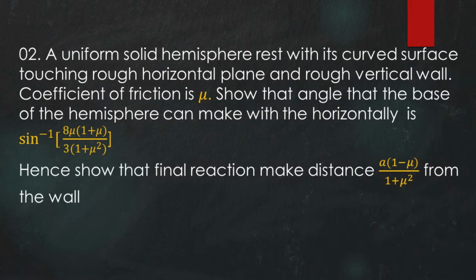The thing is how to draw the diagram. This is actually a solid hemispherical object. So we don't know the location of the center of gravity of this kind of hemisphere. Later I will show you in our center of gravity lesson, but we can directly use it. So the thing is how to draw this. The solid hemisphere rests with the curved surface touching the rough horizontal plane and the rough vertical wall. The coefficient is mu.